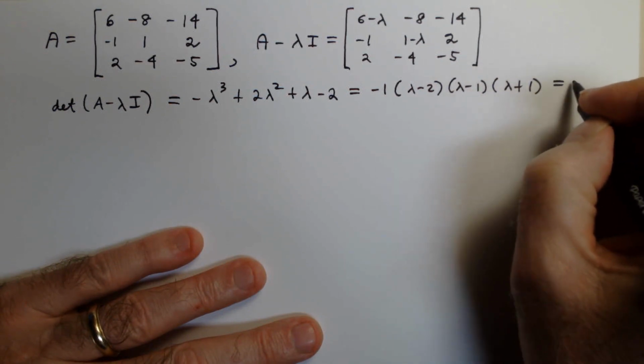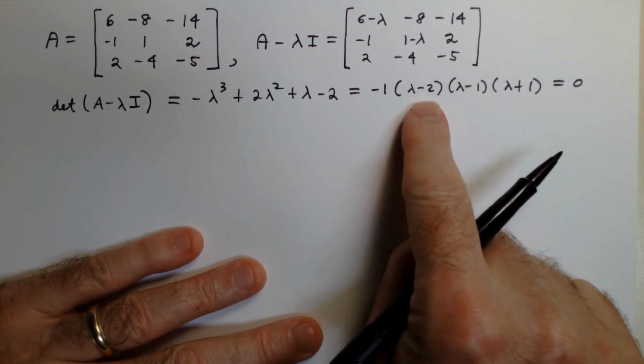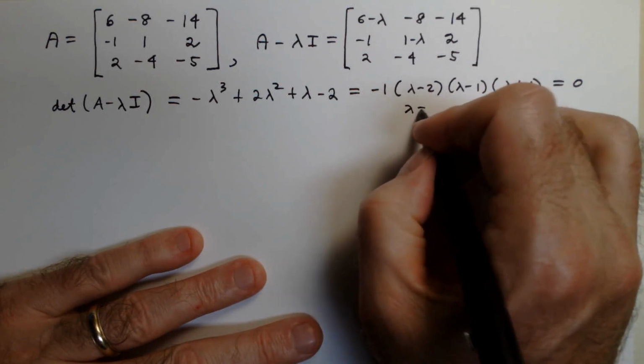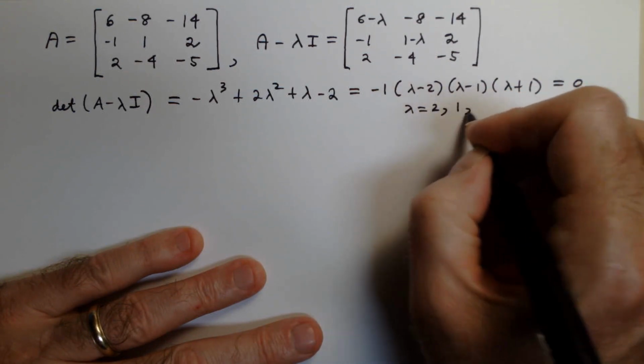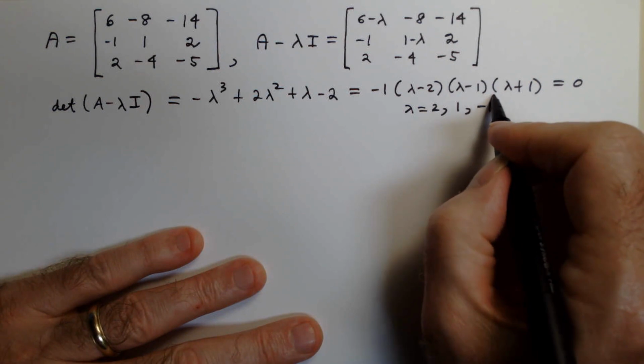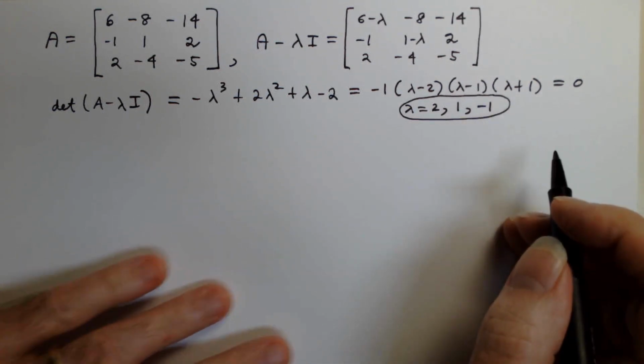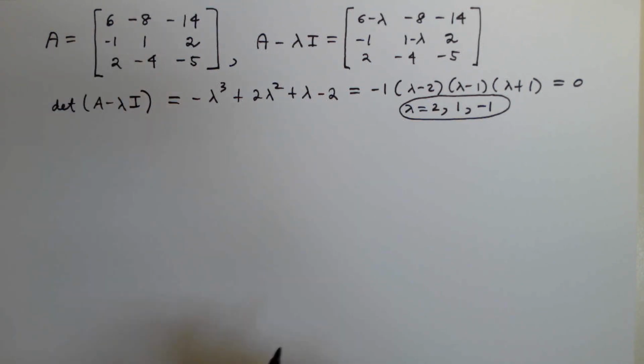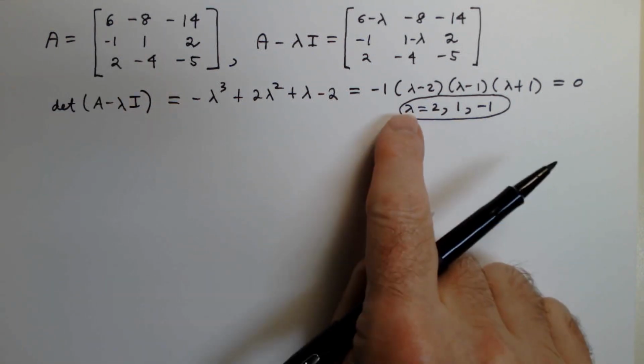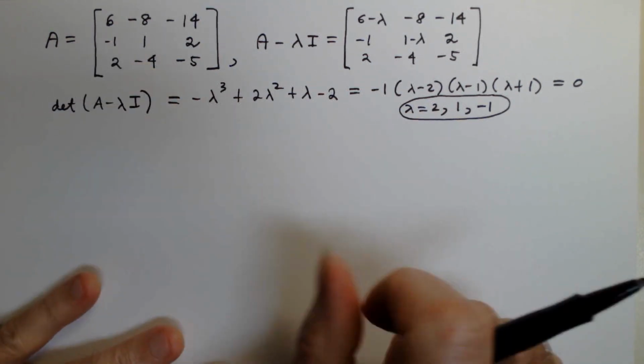So when we set that equal to 0, we can see we're going to have roots corresponding to lambda equals 2, 1, and negative 1. So this is the complete set of eigenvalues corresponding to this matrix A. This is the so-called spectrum of the matrix A.